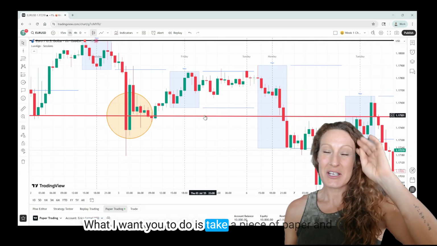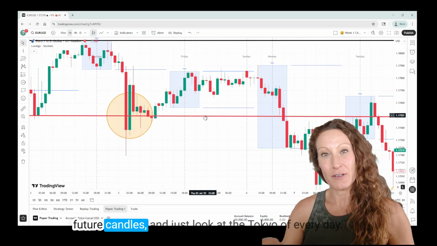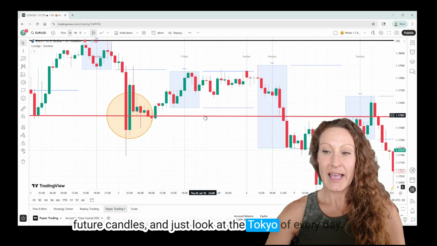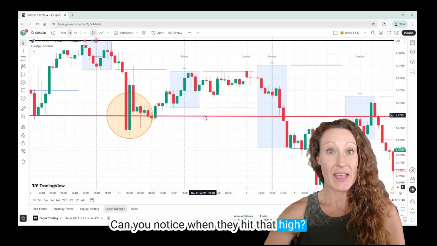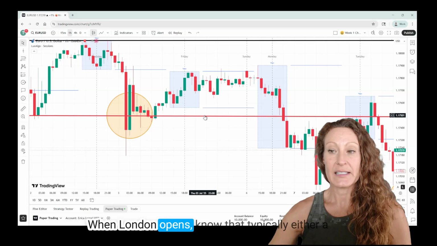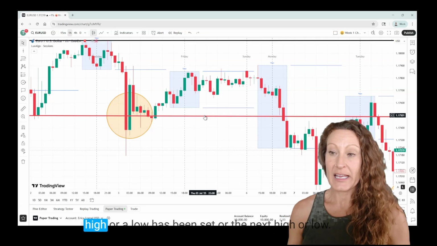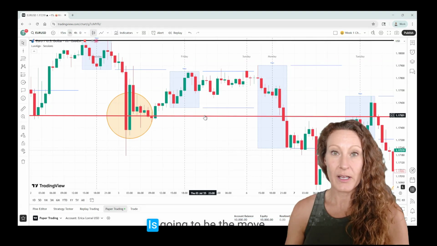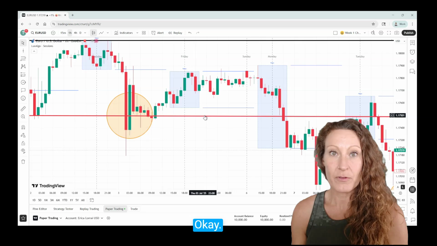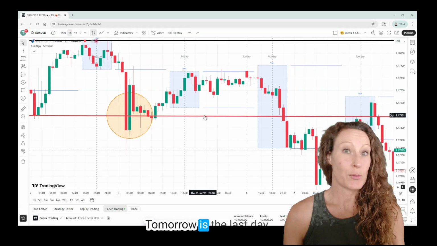What I want you to do is take a piece of paper and hold it up against your chart so you can't see the future candles. And just look at the Tokyo of every day. What happens? Can you notice when they hit that high? When London opens, know that typically either a high or a low has been set, or the next high or low is going to be the move. Again, tomorrow you'll learn a little more into that as we go into the pattern. Tomorrow is the last day.